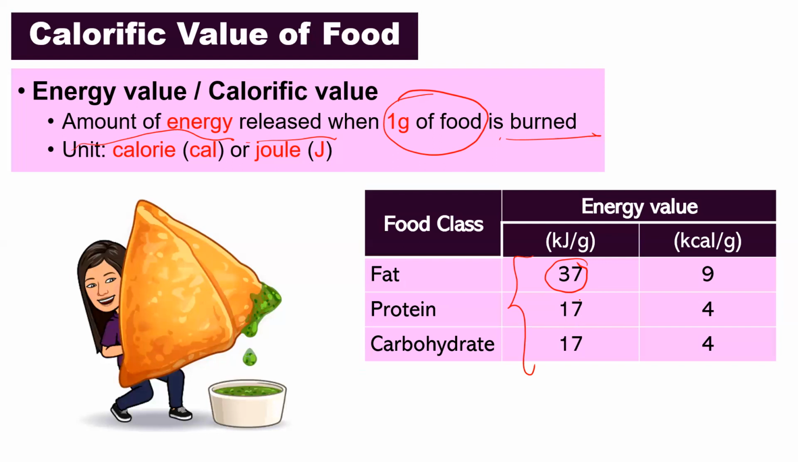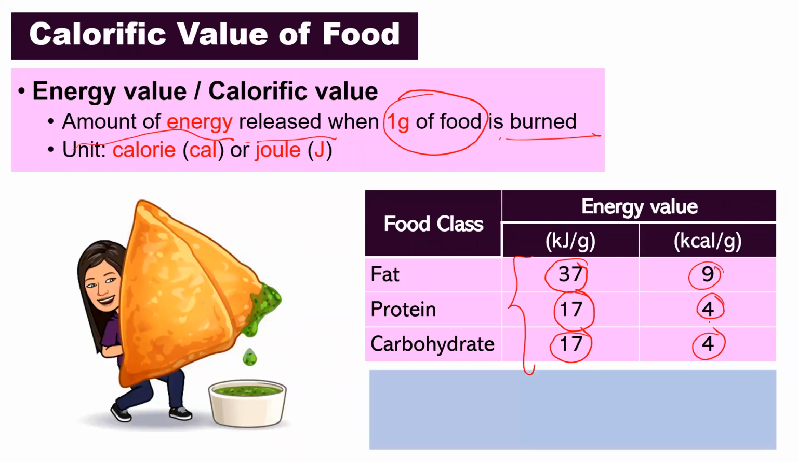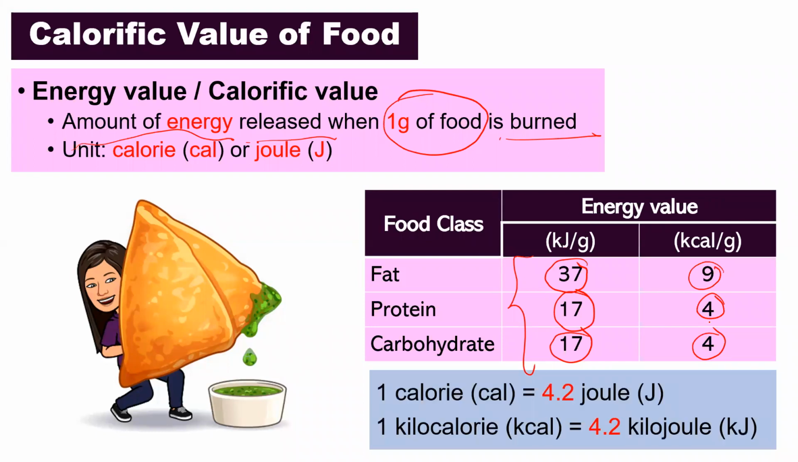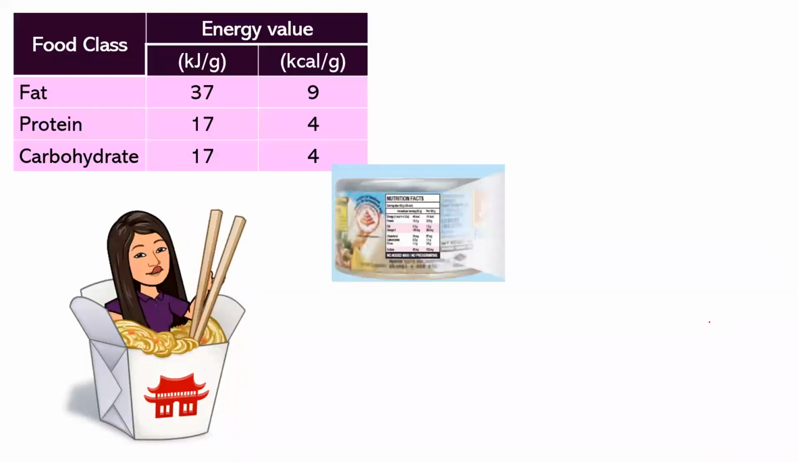So all these values here are set. If you want to count the fat, you must multiply by 37. Protein is 17, carbohydrate is also 17. That is using kilojoules per gram. If I'm using kilocalories per gram, it's 9, 4, 4. Now this doesn't make sense to you, I know, unless we do a question. So let's do the question together.